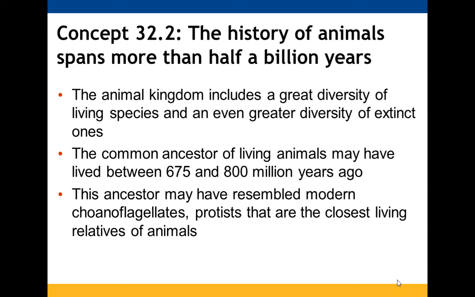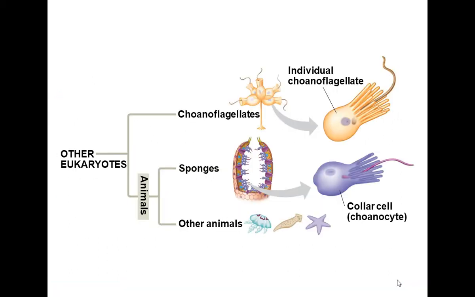So this is going back a little bit into our previous unit on evolution. We've got a wonderful diversity of living animal species, and we have an even greater diversity of those that are extinct. The common ancestor is thought to have lived between 675 and 800 million years ago. It may have resembled what we see now as a choanoflagellate, the protists that are most like our animal relatives. So there is kind of a breakdown. Remember, these are part of the unikont clade.